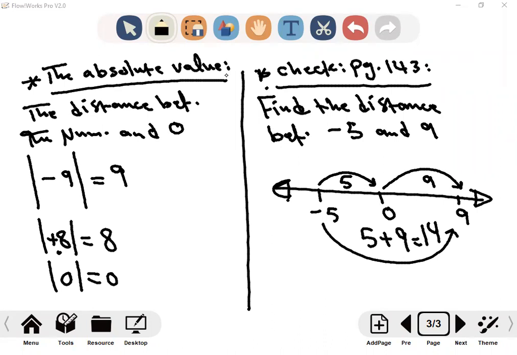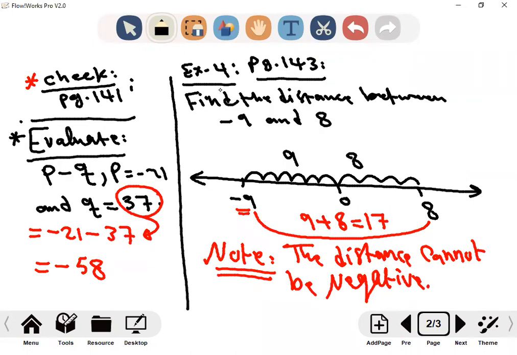Yes, teacher, I didn't understand example 4. Okay, I'll go back a bit. Example 4: what is the distance between -9 and 8? Right. I drew a number line, and I put the 0, and here the -9, and here the 8, right? Now I will ask you, what is the distance between -9 and 0? How much?